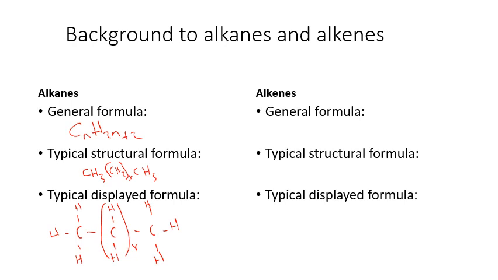Alkenes are slightly different. Our general formula is CnH2n. Now the structural formula and the displayed formula is a bit more tricky. So the structural formula will represent the fact that there are double bonds in there. Now each carbon can only have 4 bonds in total, which means the number of hydrogens will change depending on where the double bond is. So a structural formula might look like CH2=CH2 if you have a 2-carbon alkene, or you might have something like CH2=CH-CH3 if you have a 3-carbon alkene.